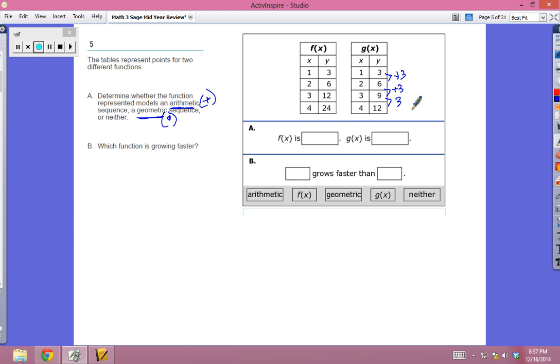So g of x is going to be arithmetic, and then this one is times him by 2 every time, is doubling, times 2 times 2 times 2. So let's see, f of x is this guy, so that's geometric, and g of x is arithmetic. F of x grows faster than g of x. Also, I guess you just drag and drop these into the right spots.